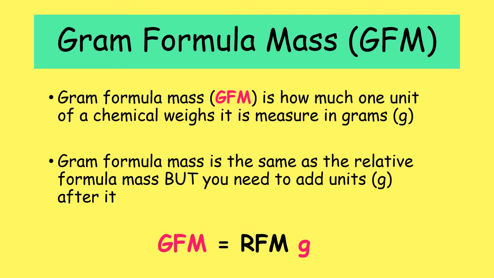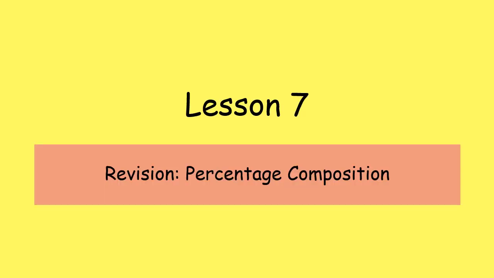Sometimes, and actually more commonly than relative formula mass, you'll be asked to work out the gram formula mass. Now the gram formula mass is the mass of one unit of chemical in grams. So all you need to do is exactly what you do to calculate the relative formula mass, but at the end you just put a g to show that the units are grams. So you do the calculation as you would normally do, but you just put the unit grams, which is the small letter g, after your number.